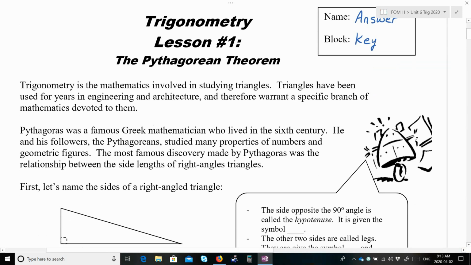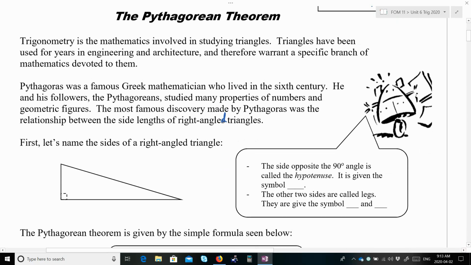And it says this: trigonometry is the mathematics involved in studying triangles. Triangles have been used for years in engineering and architecture and therefore warrant a specific branch of mathematics devoted to them. Pythagoras was a famous Greek mathematician who lived in the 6th century. He and his followers, the Pythagoreans, studied many properties of numbers and geometric figures. The most famous discovery made by Pythagoras was the relationship between the side lengths of right-angled triangles. That should say right-angled right there.